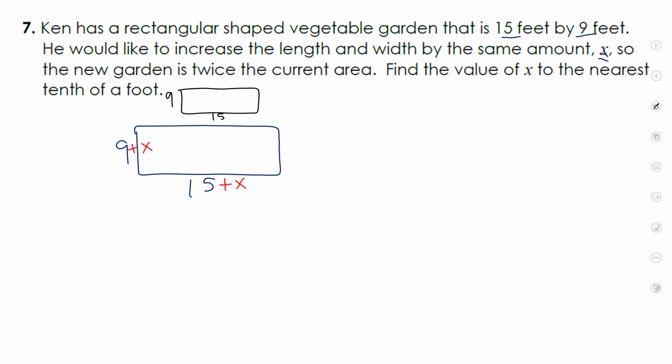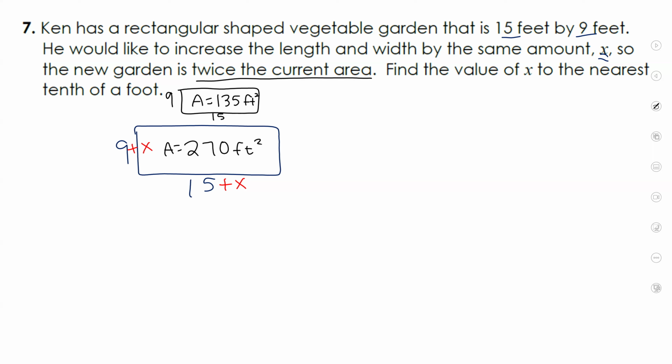Can someone put 9 times 15 in the calculator so that I can find out what the area is? 135. 135 feet squared. Okay, so that's the area of the original rectangle. When we increase the length and width by x, what does it say about the new area? It's twice, so we're going to double it. So what's 135 doubled? So now my new area is going to be 270 feet squared.